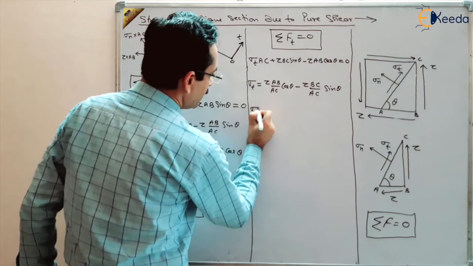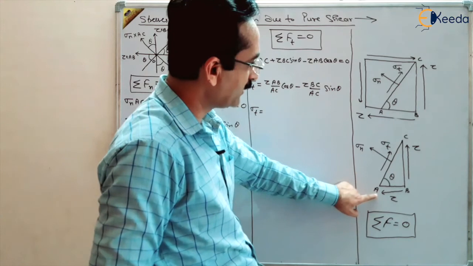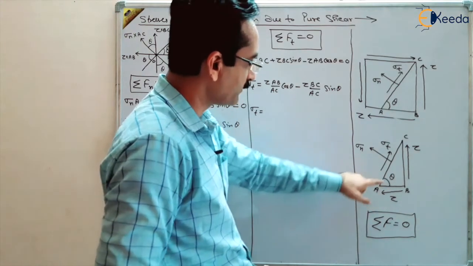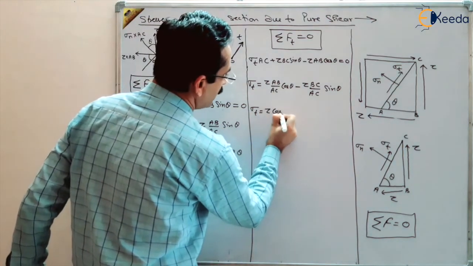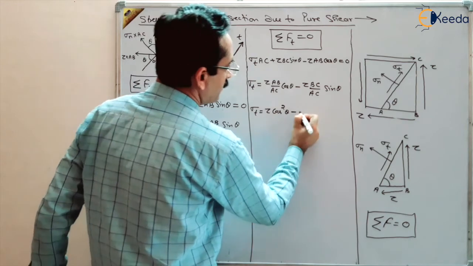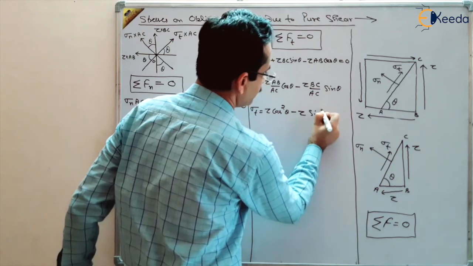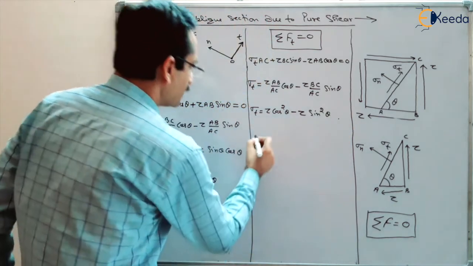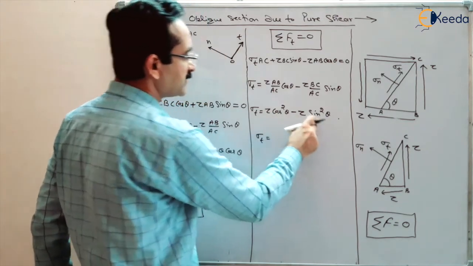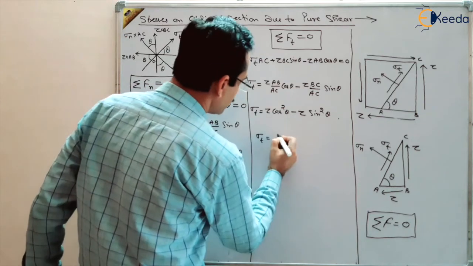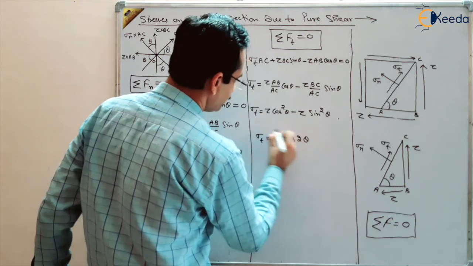Now, what is sigma T then? This will be equal to tau AB by AC. AB by AC in this triangle is cos theta, since AB is the base and AC is the hypotenuse. So we write tau cos square theta minus tau BC by AC. BC by AC is sine theta, so minus tau sine square theta. Tau can be taken out, and cos square theta minus sin square theta is cos 2 theta. So sigma T will be equal to tau cos 2 theta.